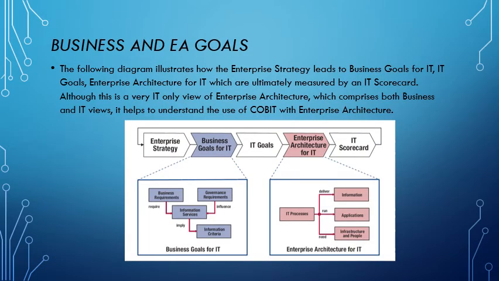So, business and EA goals. The following diagram illustrates how the enterprise strategy leads to business goals for IT, IT goals, and enterprise architecture for IT, which are ultimately measured by an IT scorecard. Although this is a very IT-only view of enterprise architecture, which comprises both business and IT views, it helps to understand the use of COBIT with enterprise architecture.